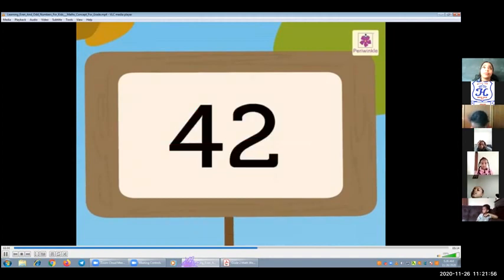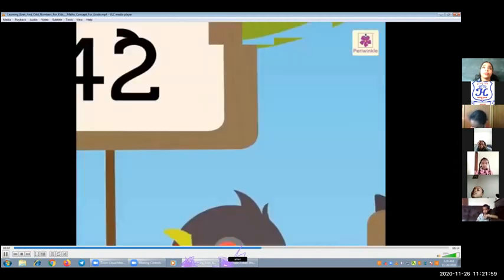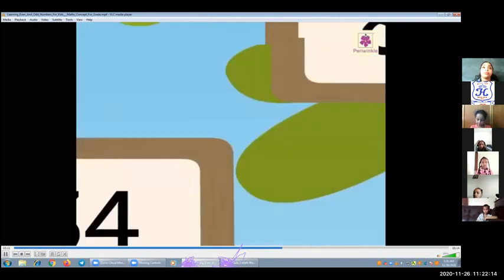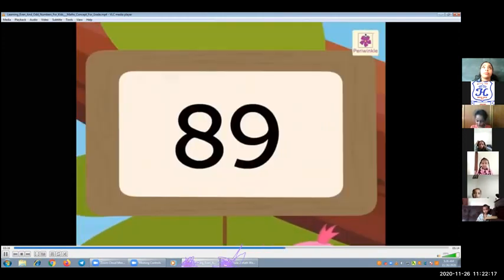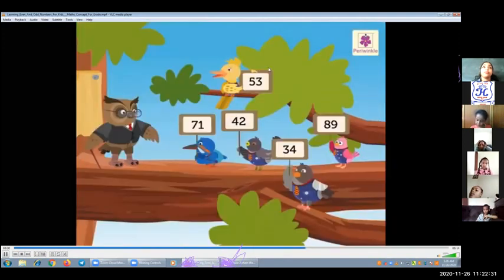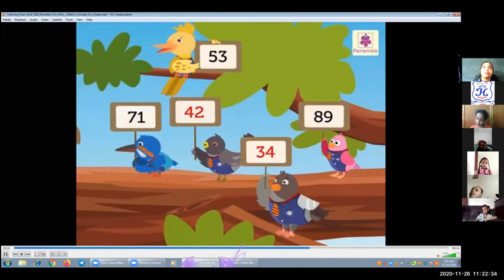Let us see which is the next number. Here it is, 34. Here, the number 4 is in the ones place. So, 34 is an even number. And the last number is 89. Here, the number 9 is in the ones place. So, 89 is an odd number. Well done! We have found two even numbers and three odd numbers.